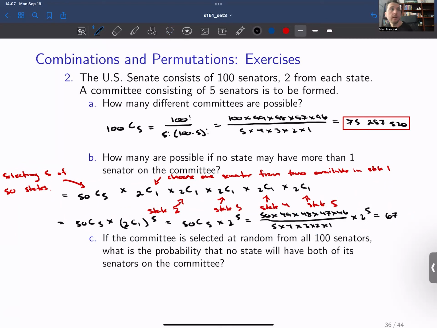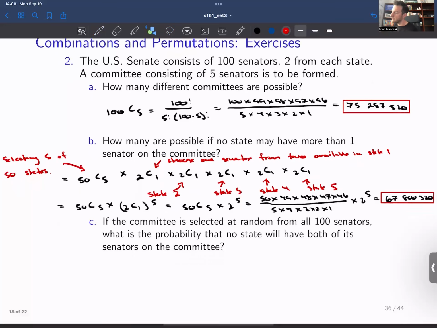6, 7, 800, 320. Okay. So how many different committees are possible if each state can only contribute one senator? 67,800,320.